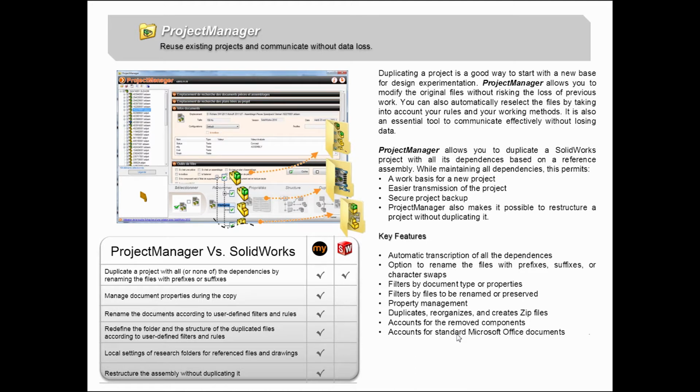The ProjectManager allows you to duplicate SolidWorks files and gives you a basis to start either a new project from an existing one, or it gives you a safe and easy way to back up a file into a different location. What the ProjectManager does is it allows you to duplicate a SolidWorks project with all of its dependencies based on a reference assembly. So since all of the dependencies remain intact in the assembly, you can either use this as a work basis for a new project, or if you need to send a project to someone else, you can transmit the project and be sure that those dependencies remain intact.